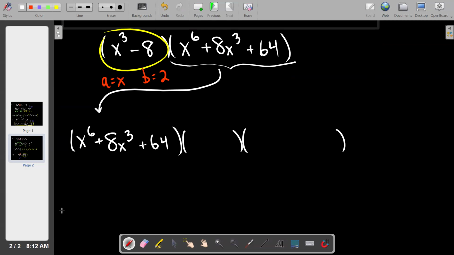What's shorty? A minus B. You got it. Long set. A squared plus AB plus B squared. Done. Got short set trapped between two long sets. It looks pretty cool that way. I like it better.